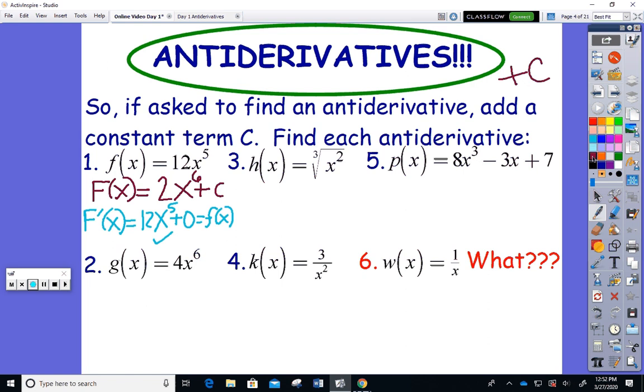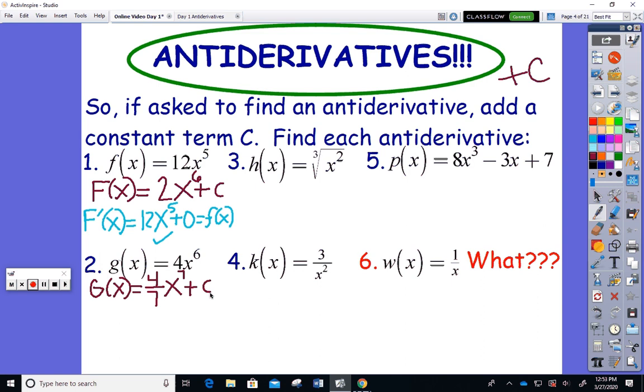So on number 2, I need capital G of x. So I'm going to do the same thing. I'm going to say, well, I know that G of x has to be x to the 7th, so that when I take its derivative, it drops to x to the 6th. And I need to say, okay, when I do the derivative, the 7 is going to drop down. 7 times what would give me 4? 7 times 4/7 would give me 4. Don't forget your plus c.